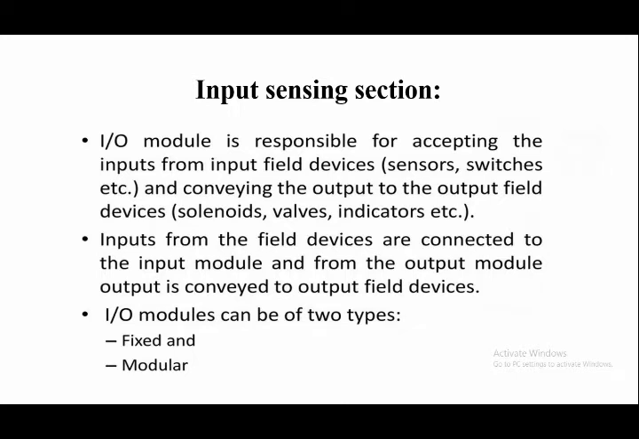Input sensing sections: the input or output module is responsible for accepting input from field devices, sensors, switches, etc., and conveying the output to the output field devices, solenoids, valves, indicators, etc. Input from the field devices is connected to the input module, and from the output module, output is conveyed to the output field devices. Input and output modules can be of two types: fixed and modular.